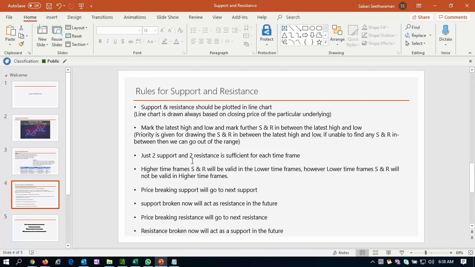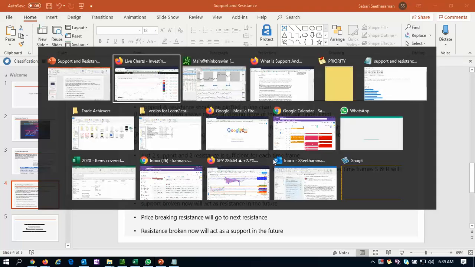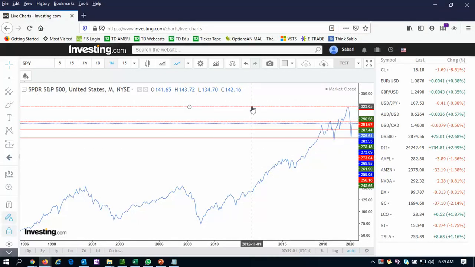Just two supports and two resistances are sufficient for each time frame. You see here, just two resistance and two support. More than that is not a hard and fast rule, but that's the norm. This is more than sufficient.